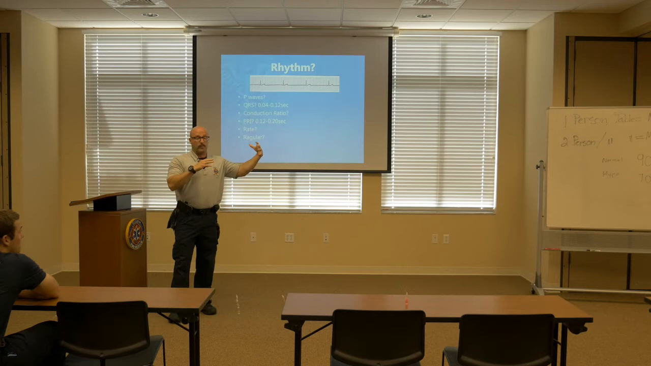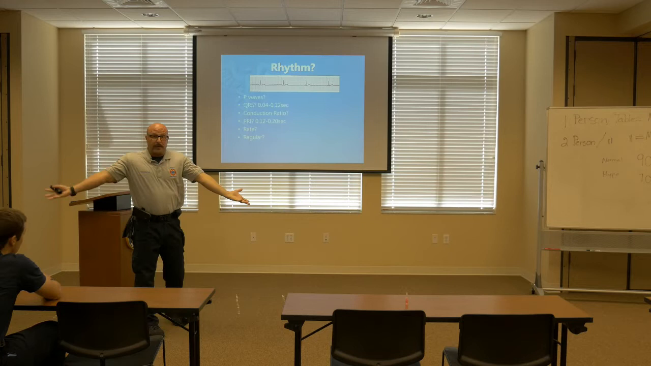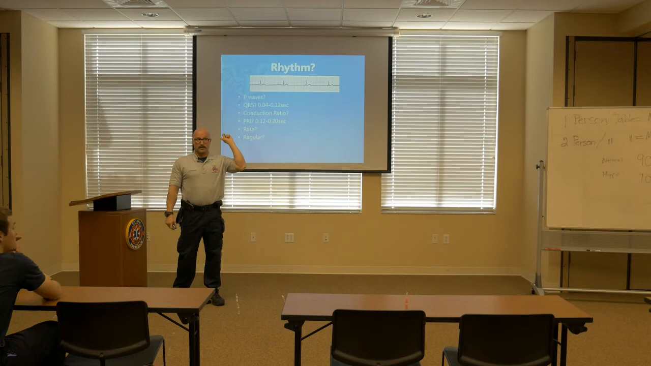Now, if this was at a rate of 80, same thing, just a rate of 80, now what would we call it? An accelerated junctional, right? A rate of 20, what would we call this? Not good. Junctional bradycardia, right? Super simple. You guys are overthinking it. You guys know it. You guys are awesome, right?